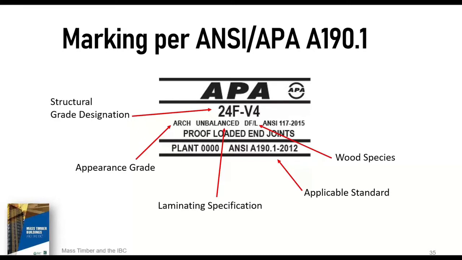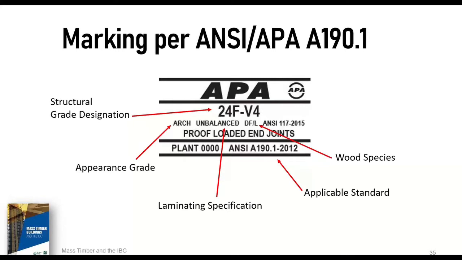The 24F-V4, that indicates the structural grade designation. In this case, the 24F indicates an allowable bending stress of 2400 psi. The V indicates visually graded lumber. If that was indicated as E, that would indicate that the lumber was mechanically graded lumber that was incorporated in the laminations.